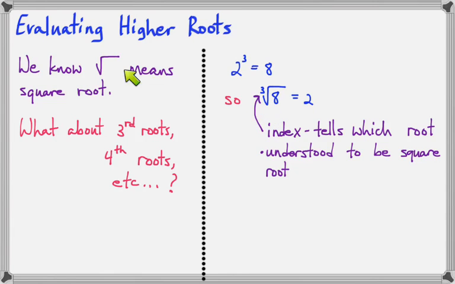If we don't have a number there, we assume that it's a square root, or we assume that we're talking about second power. But with the number there, it tells us exactly what power of our base it takes to make this radicand.